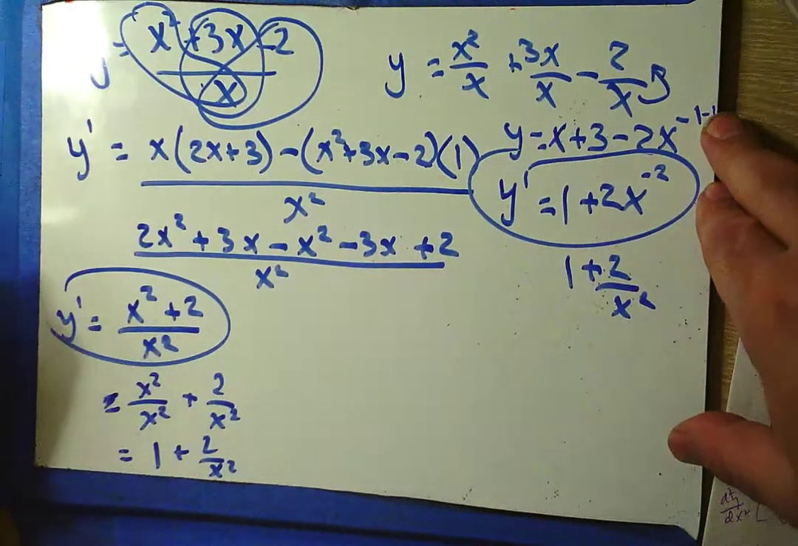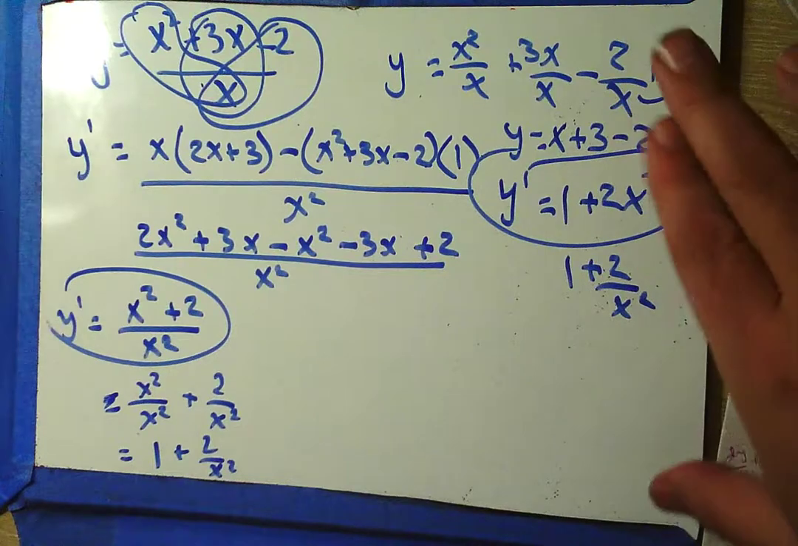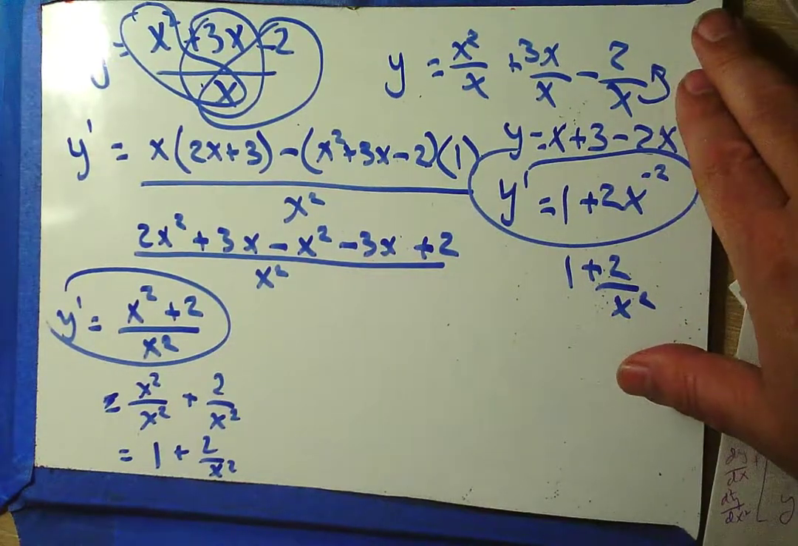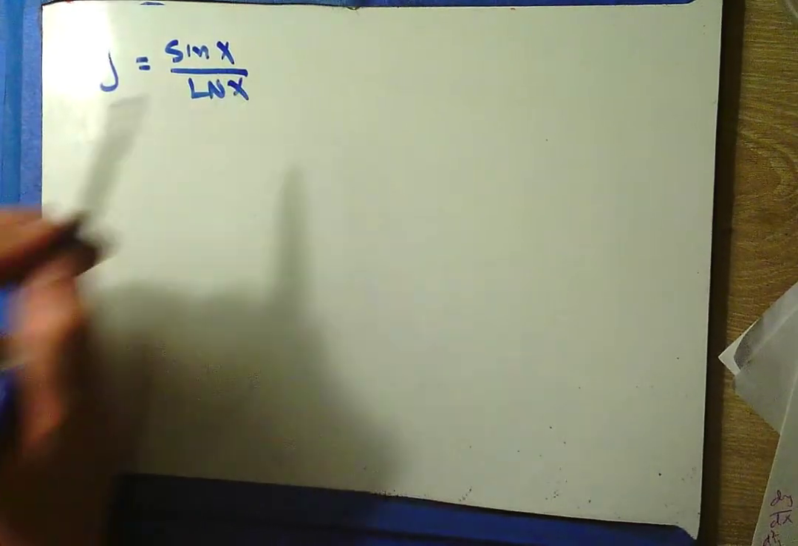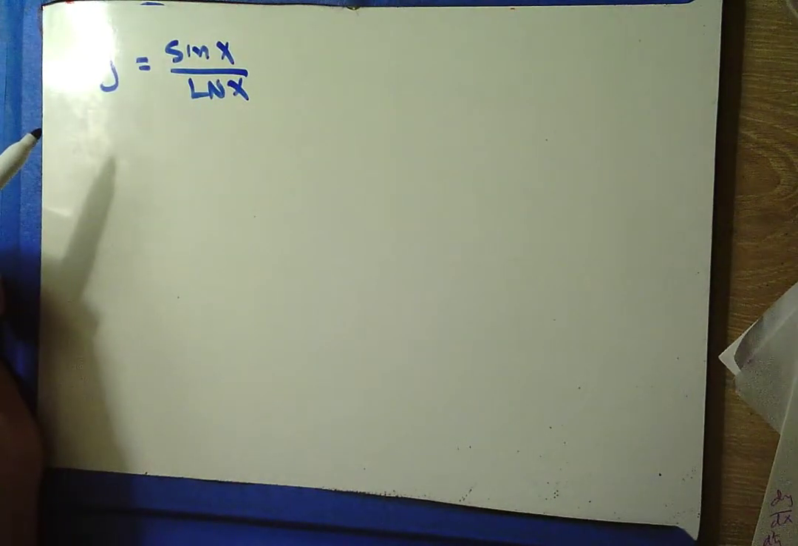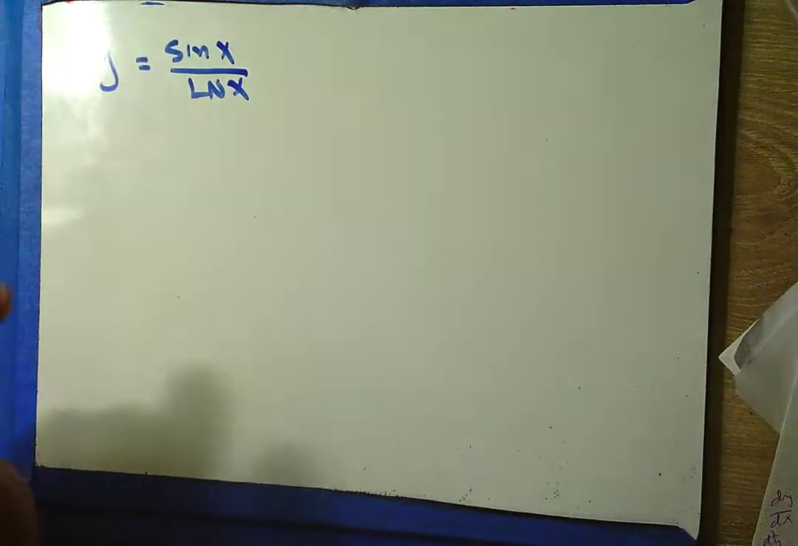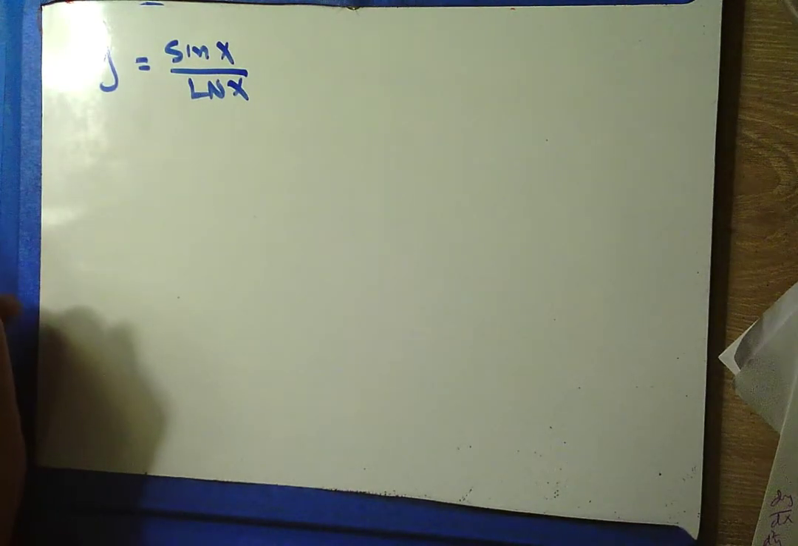You definitely need to know how to do the quotient rule, but sometimes we can avoid the quotient rule, and when I can avoid the quotient rule, I do. But at this point, when you're supposed to be learning the quotient rule, so that when you get to sine x over ln of x, and you can't split that up, and you have to use the quotient rule, you're comfortable with the quotient rule and can do it. Okay.